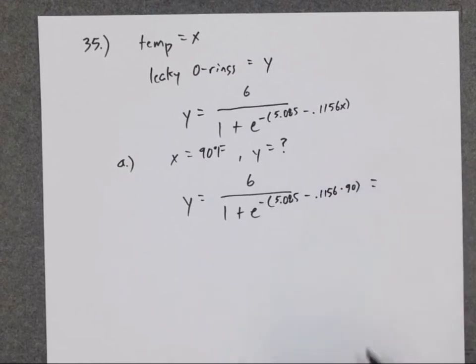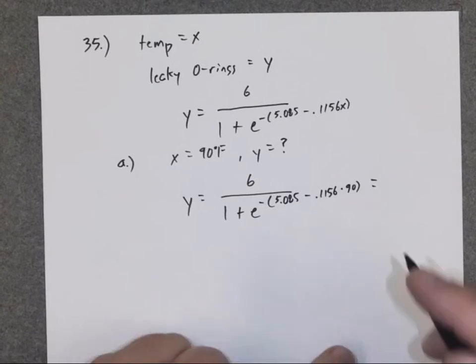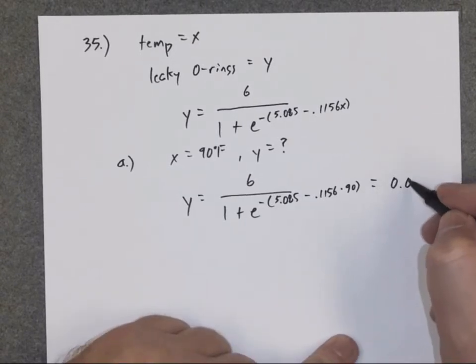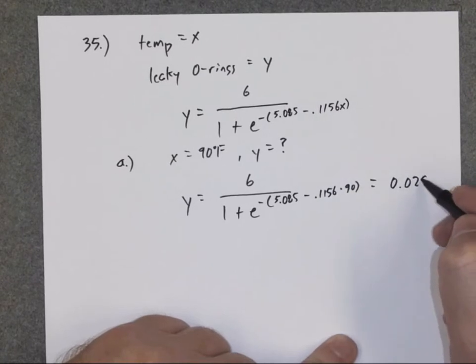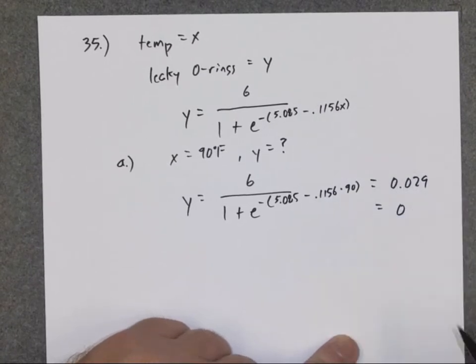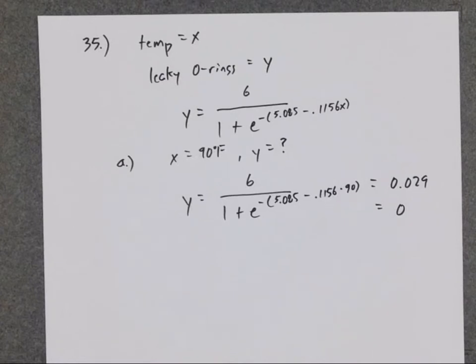Hopefully, if I did it correctly, and it says type a whole number. And I got 0.029. Looks like to me, when it's 90 degrees, there are approximately zero leaky O-rings. And that's actually correct.